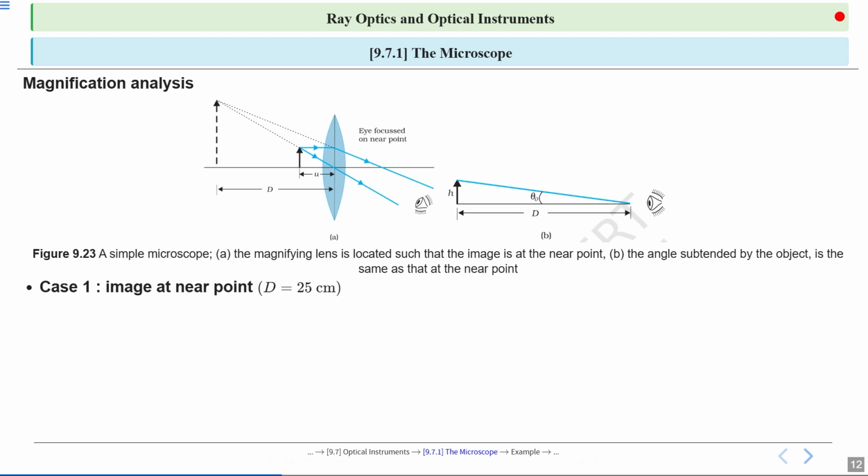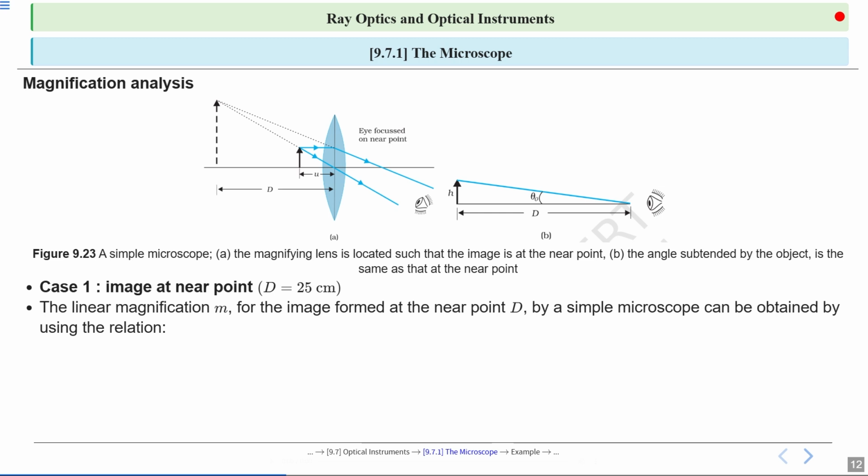Now we will discuss the first case when the image is at near point, which is typically 25 centimeters from the eye. This is a standard reference point in optics known as the least distance of distinct vision. Understanding this helps us calculate the magnification more accurately, as it provides a baseline for comparison.